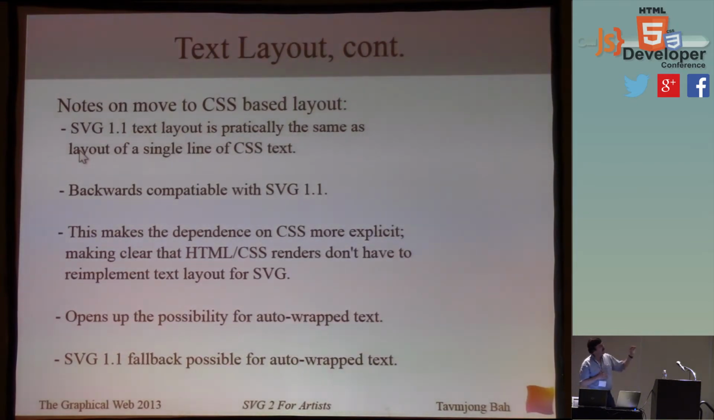But by doing this, we make the dependence on CSS more explicitly clear so that the browser vendors know they don't have to re-implement the code for SVG. They can just use the same text layout code that you're using for HTML and CSS, and use it for SVG. And that opens up the possibility of auto-wrap text, something that people have wanted for a long time. It was in the SVG 1.2 standard, which was never adopted. And the way we're going to do it is such that you can wrap the text, but it falls back gracefully to SVG 1.1 rendering.